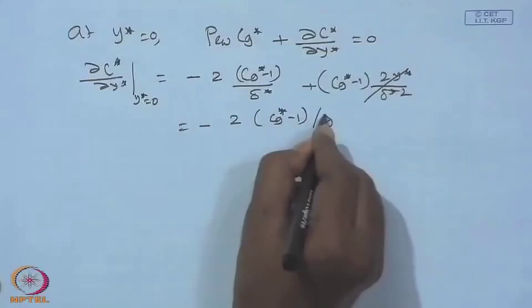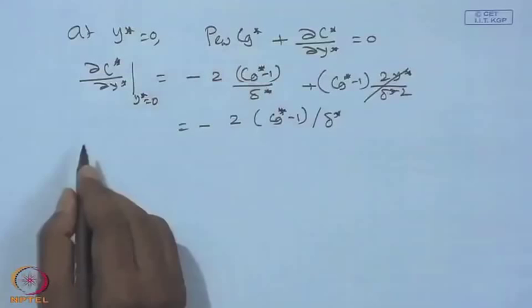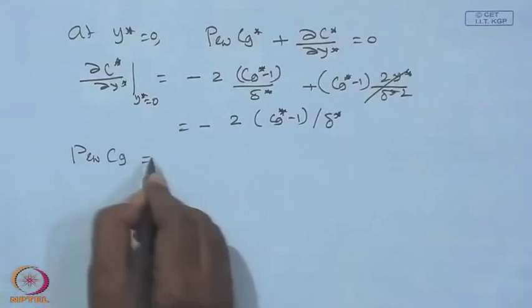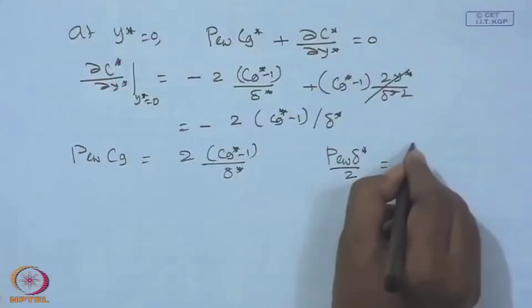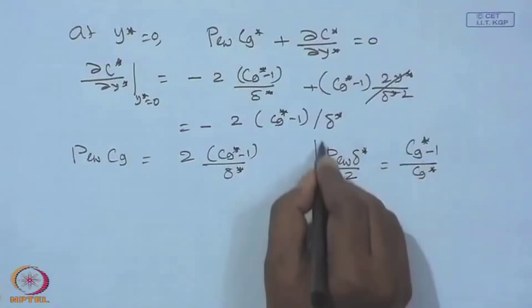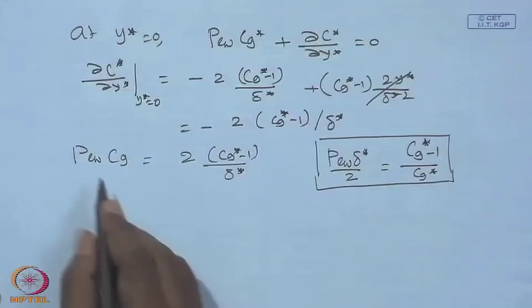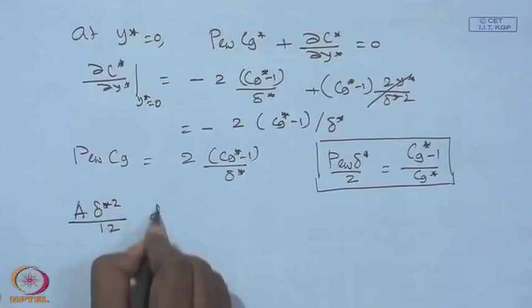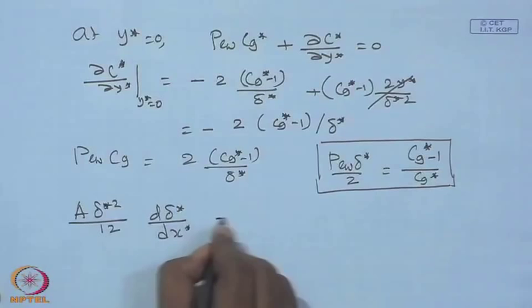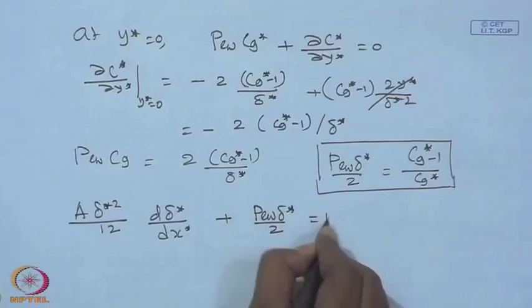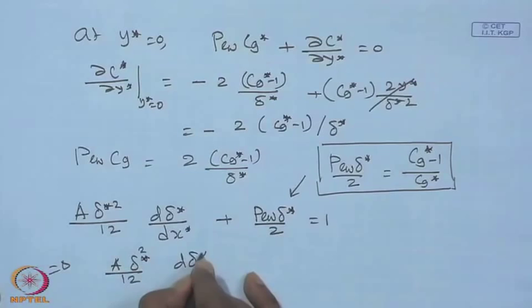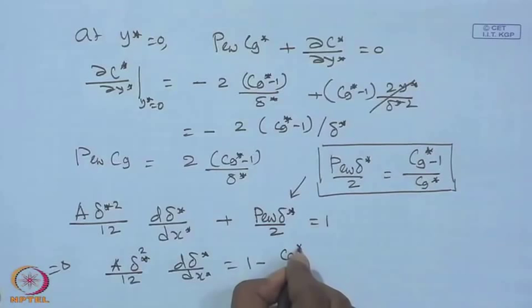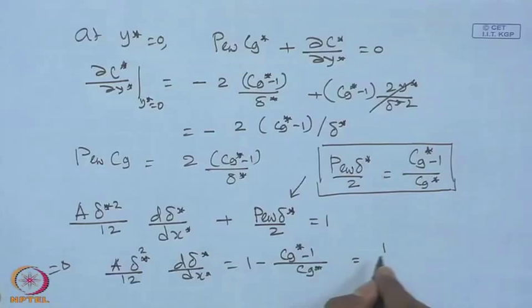So, substituting over here, p w c g is equal to 2 c g star minus 1 over delta star. So, we will be having p w delta star by 2 is nothing but c g star minus 1 divided by c g star. Therefore, we substitute this in the governing equation a delta star square by 12 d delta star d x star plus p w delta star by 2 is equal to 1. So, we substitute this here. So, what we get is a delta star square by 12 d delta star d x star is equal to 1 minus c g star minus 1 divided by c g star. So, c g star will be cancelling out in the numerator. So, it will be simply c g star.